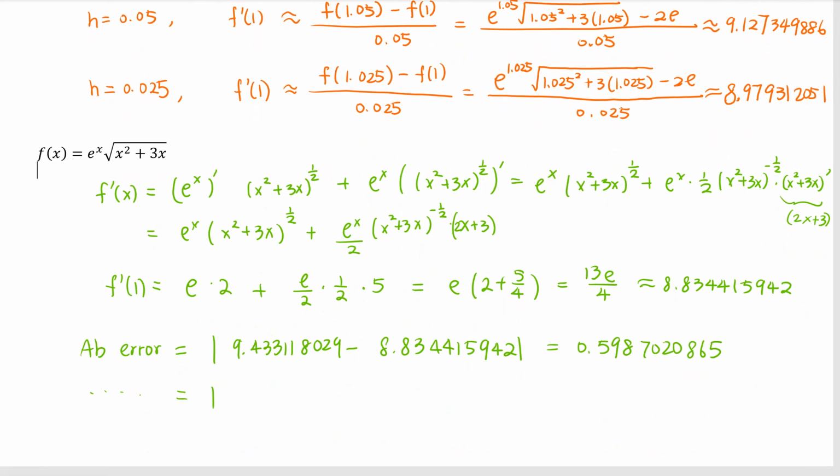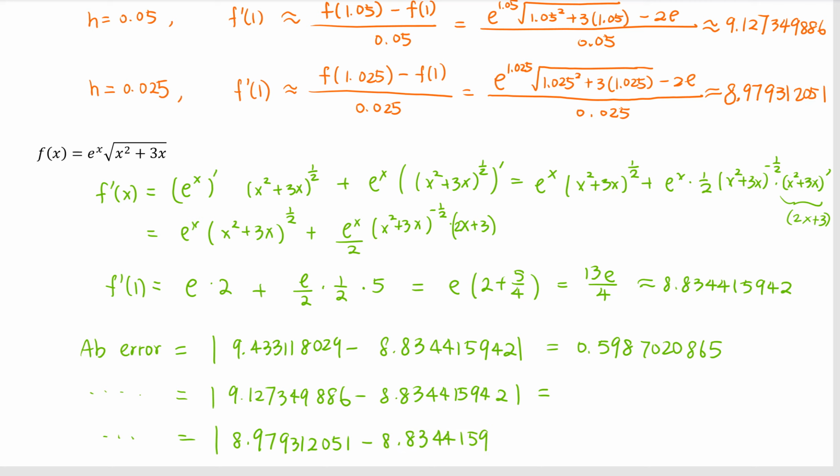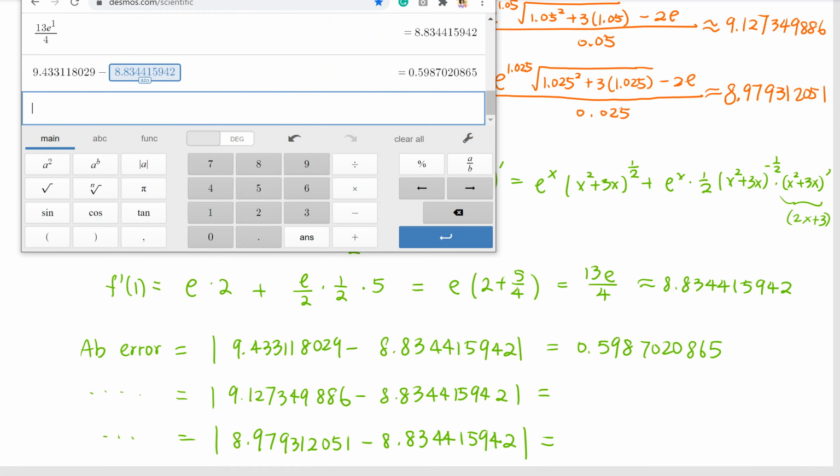Well, then we change this number by 1.127349886 minus this, our true value. And what is that? And let's write it down. For the step size 0.25, we have 8.979312051 and minus this, the same number. So far so good.